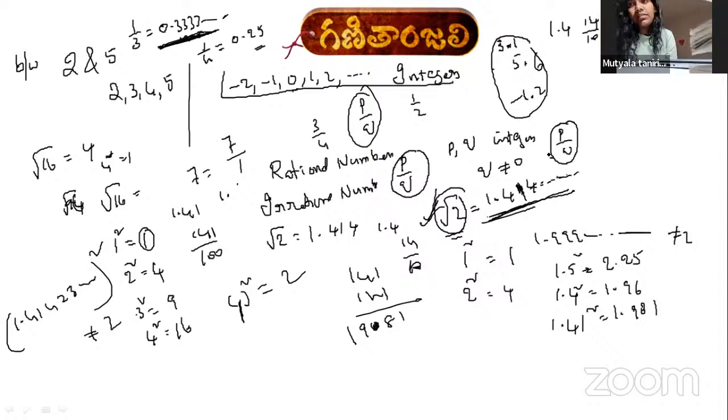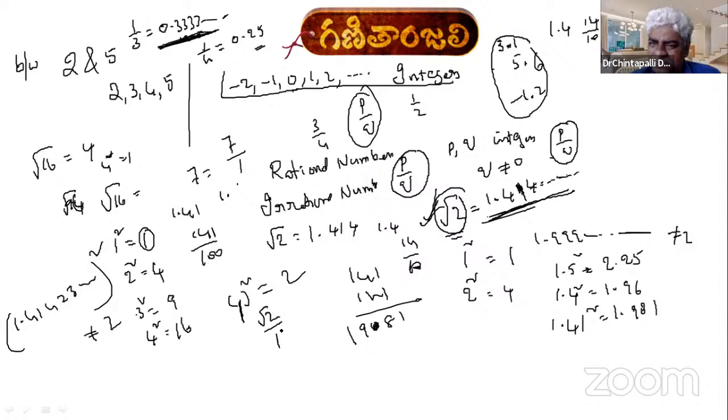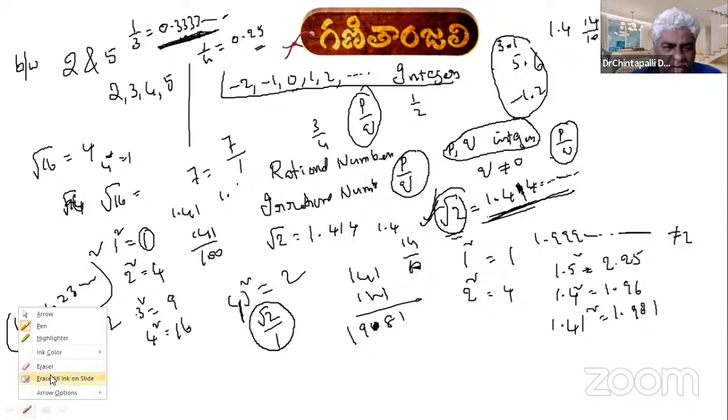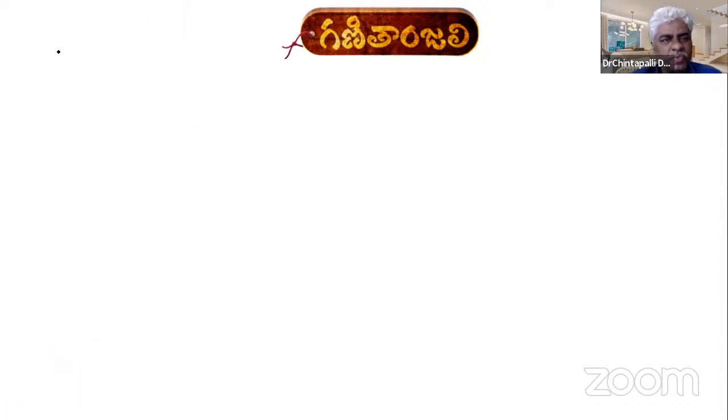Agree? You might think that root 2 means root 2 by 1. Is that a correct way to express root 2 in the form of P by Q? No. The condition is that P and Q must be integers. So finally, the conclusion of this discussion is that root 2 cannot be expressed in the form of P by Q. That's why root 2 is an irrational number.